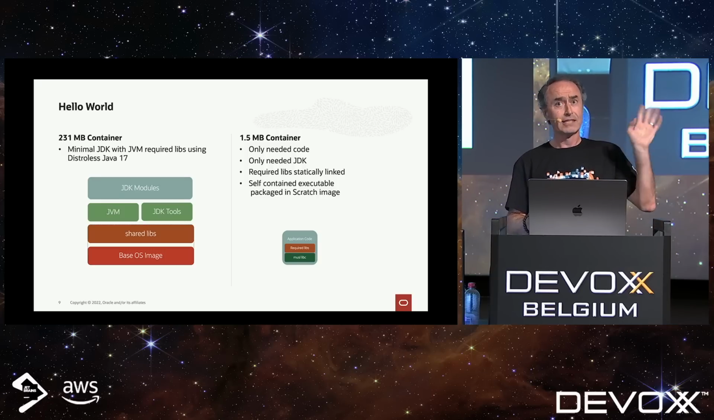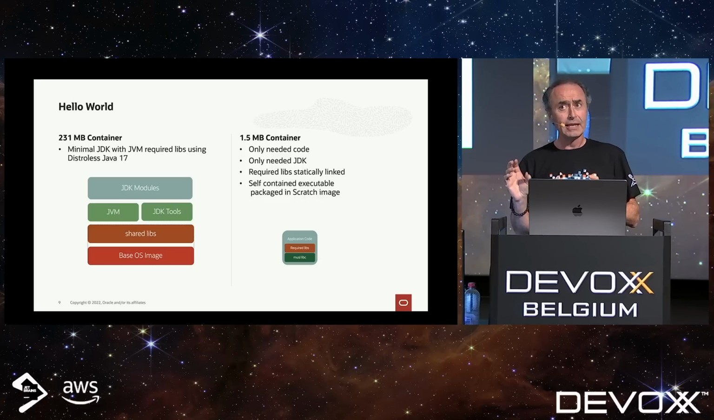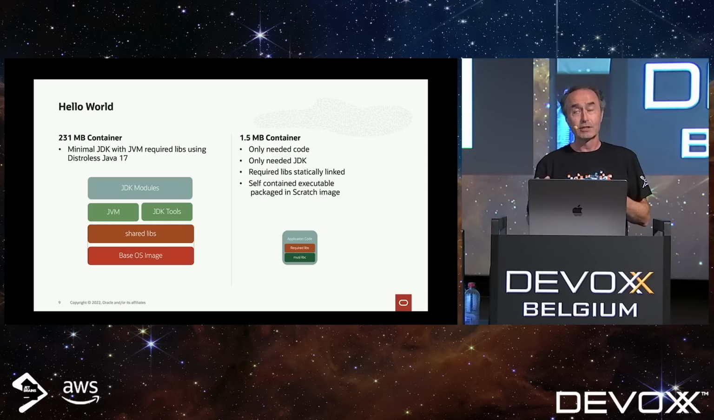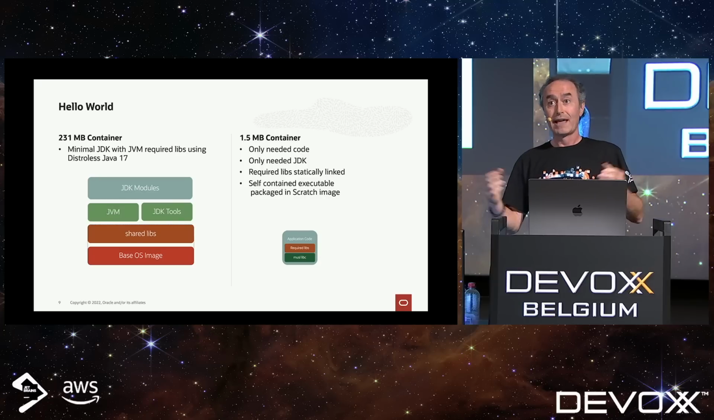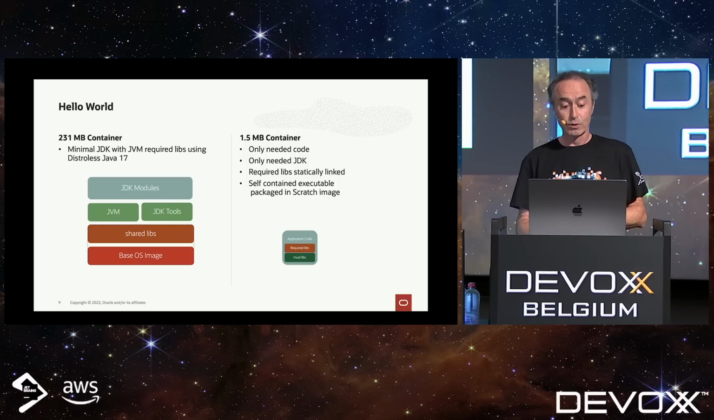With the native image, I just have the code I need. All those modules, all that stuff, I know I don't need it for Hello World. I have just what I need. My code, any independent library code, I've got that. Any static libraries I needed, I statically linked them in. So that binary has all the libraries. I'm not depending on the environment for anything. And it's just in Scratch. It's just my application and not much else. So that's why it's so small.